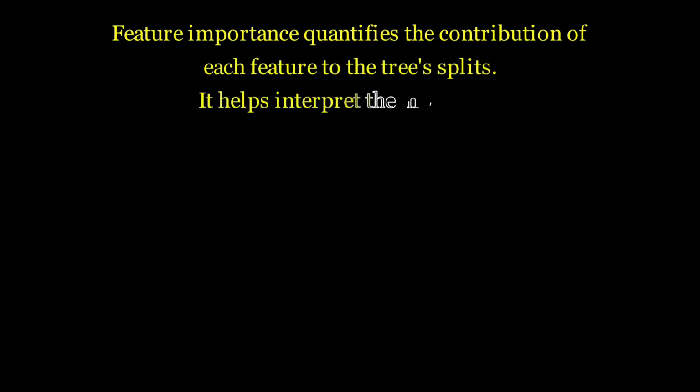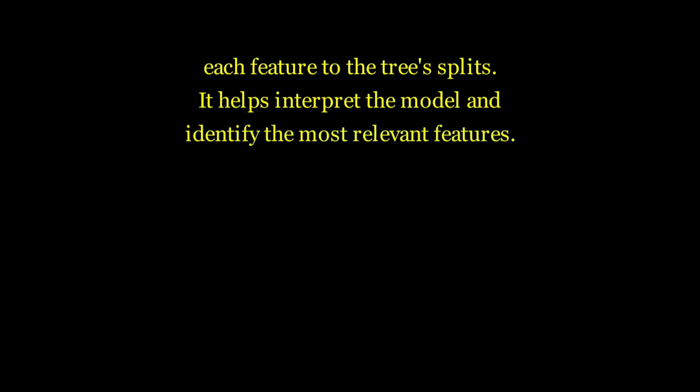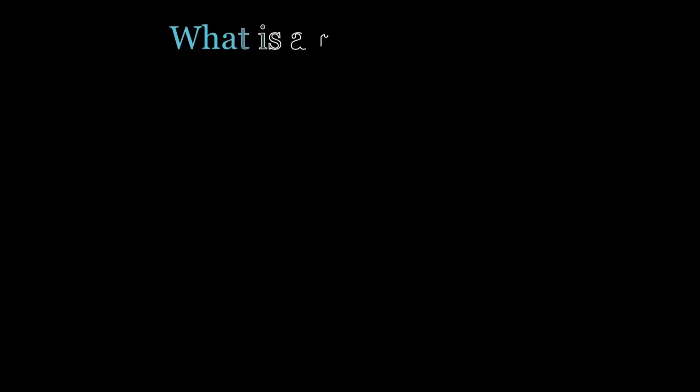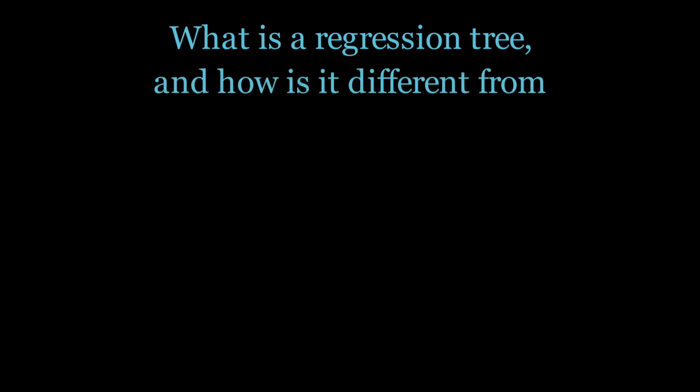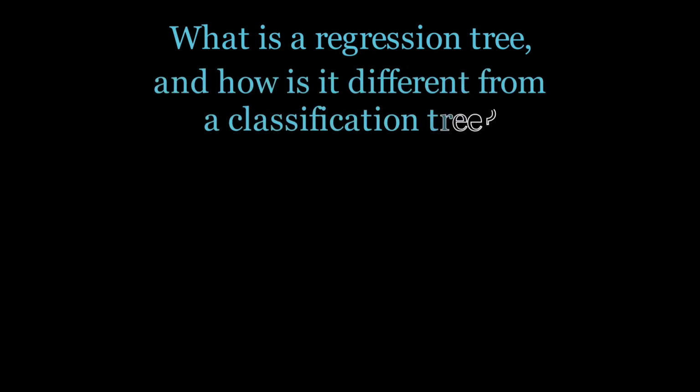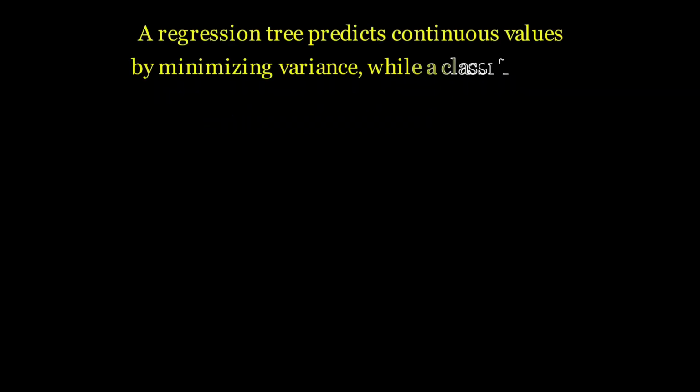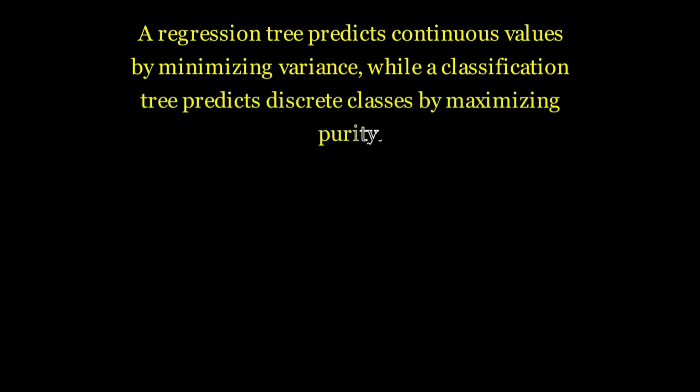Feature importance quantifies the contribution of each feature to the tree splits. It helps interpret the model and identify the most relevant features. So, what is a regression tree and how is it different from a classification tree? A regression tree predicts continuous values by minimizing variance, while a classification tree predicts discrete classes by maximizing purity.